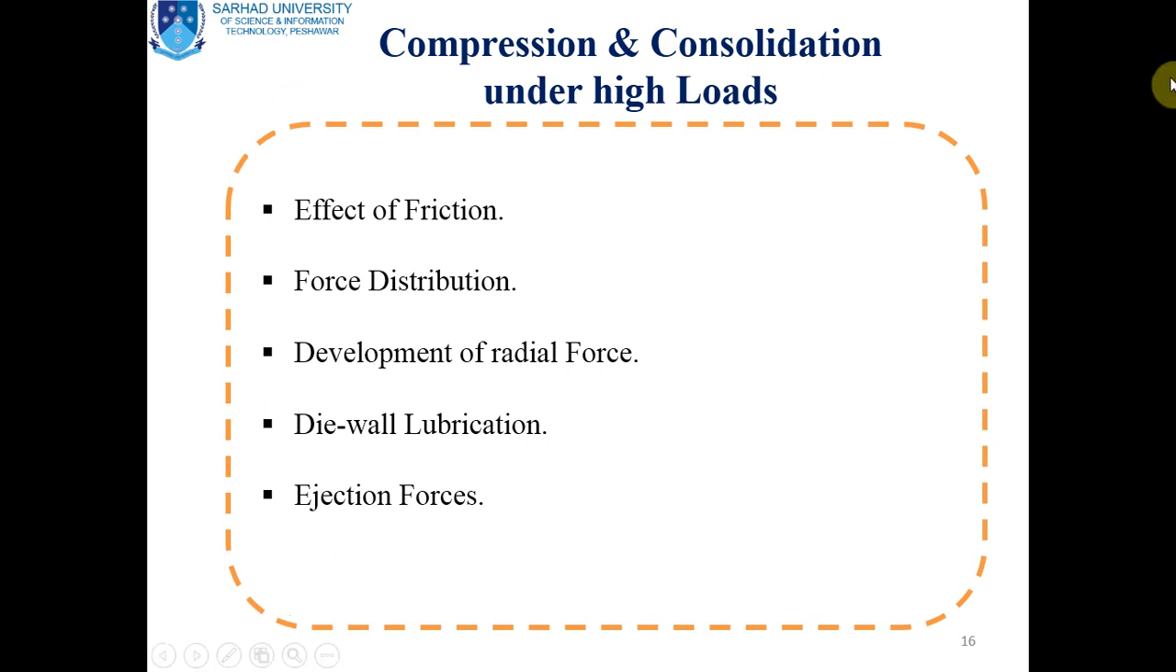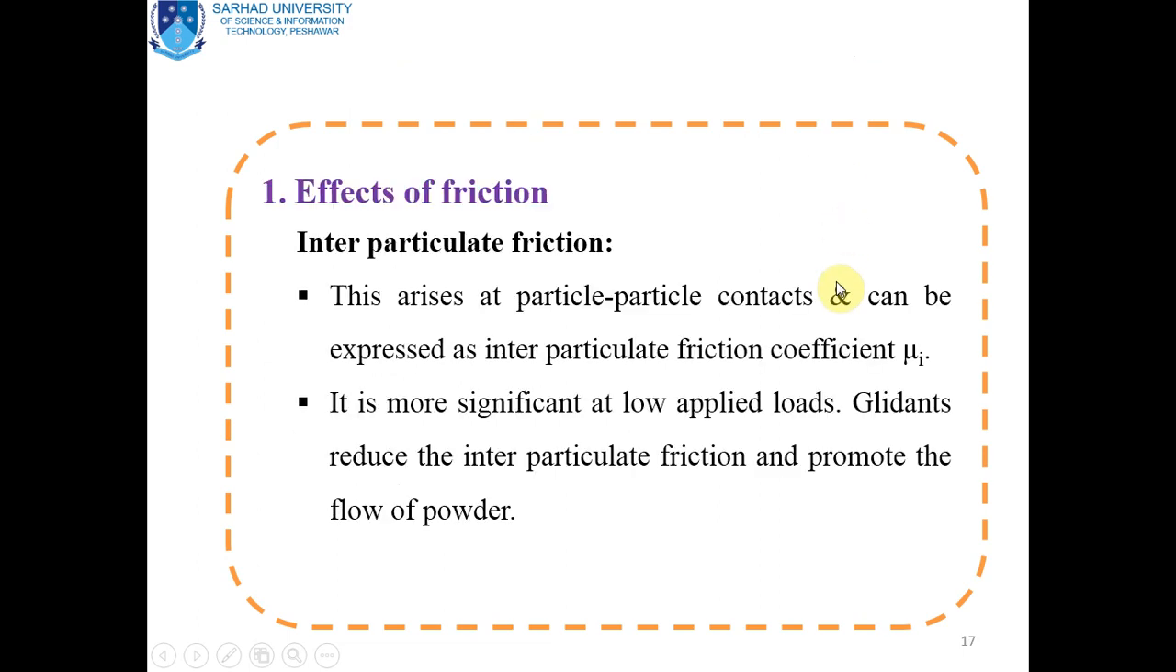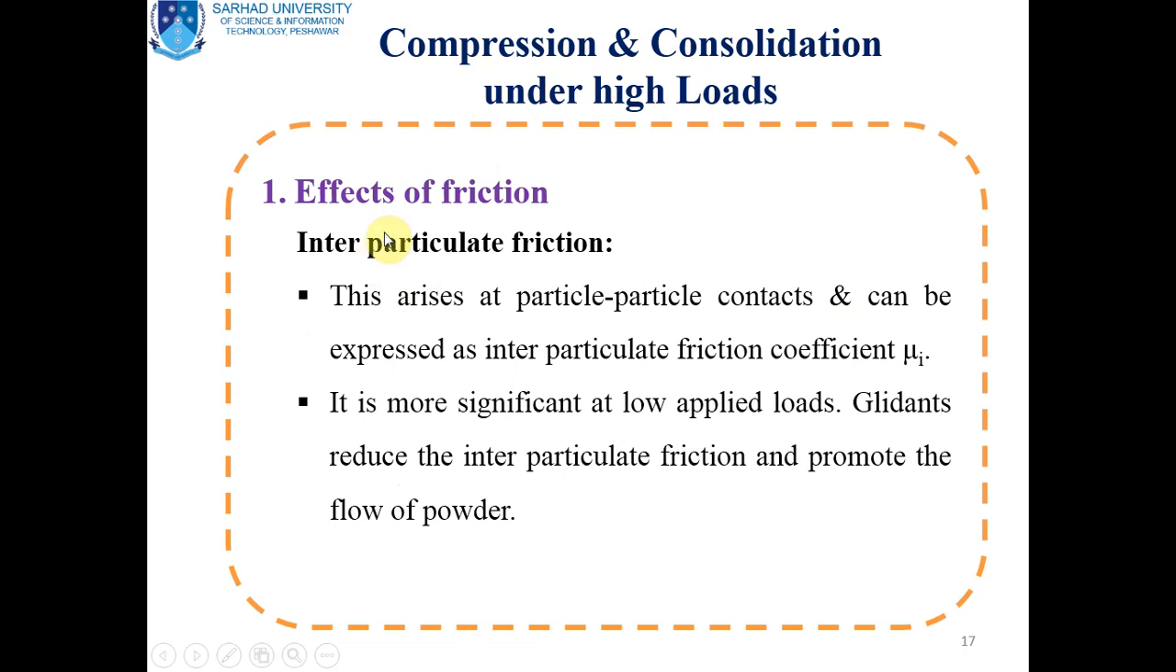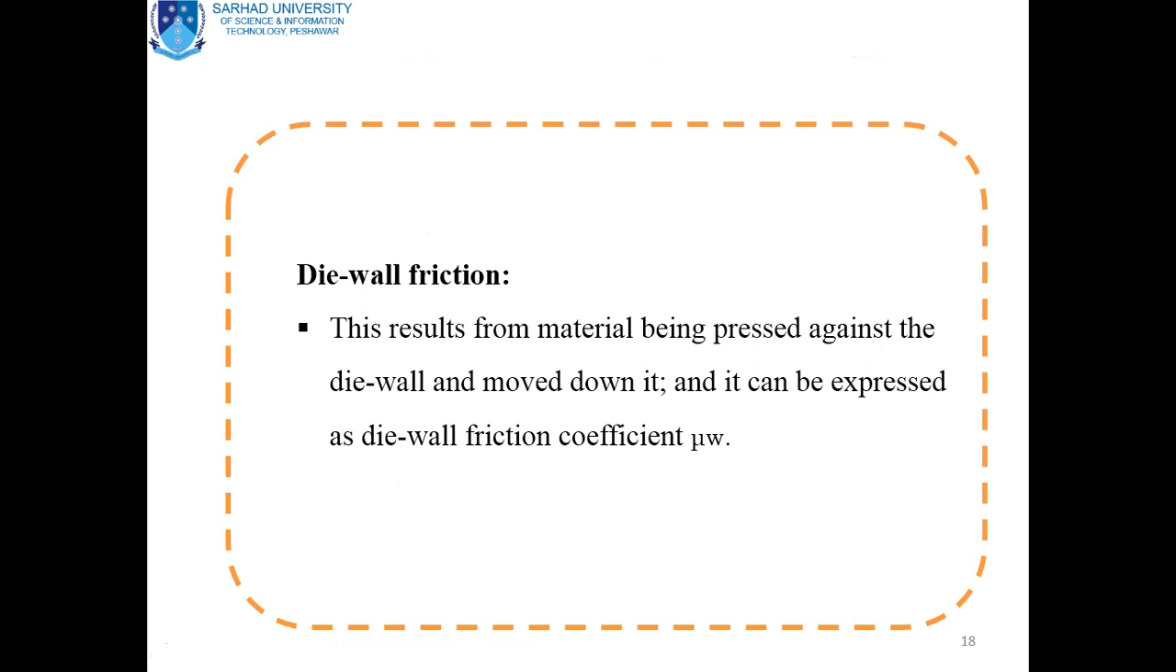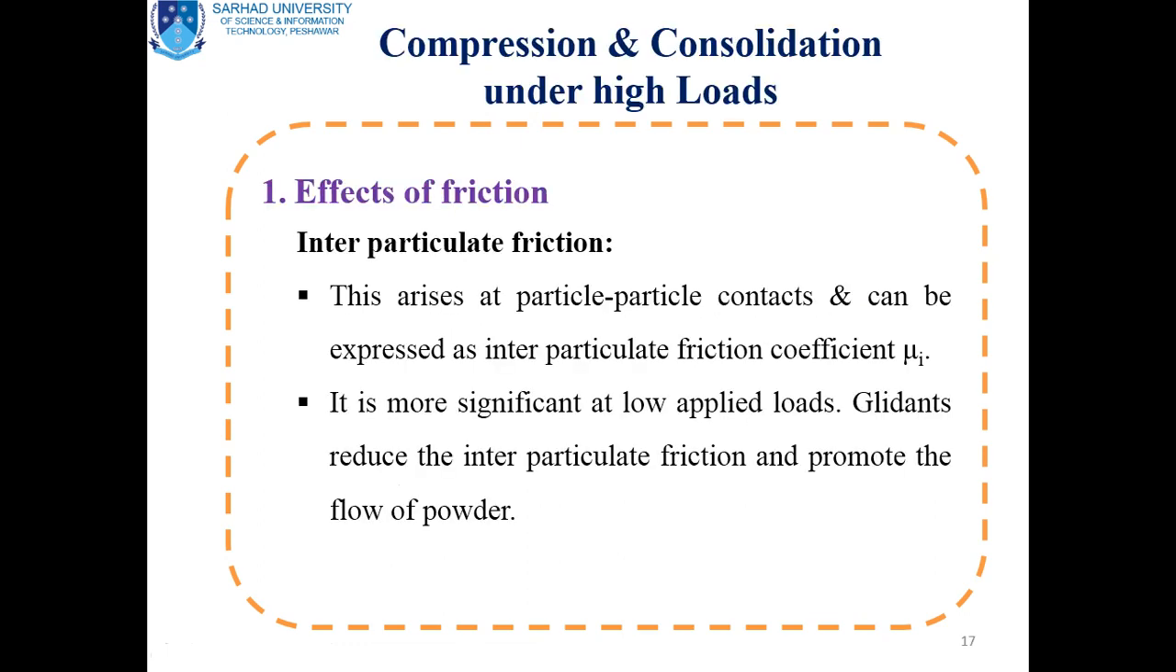Now we will discuss compression and consolidation under high loads. We have discussed what compression is and what consolidation is, and under high loads there are different factors like effects of friction, force distribution, development of radial force, die wall lubrication and ejection forces. These affect the compression and consolidation under high loads. First of all, we will discuss the effects of friction. In effects of friction, we will discuss the interparticulate friction as well as the die wall friction.